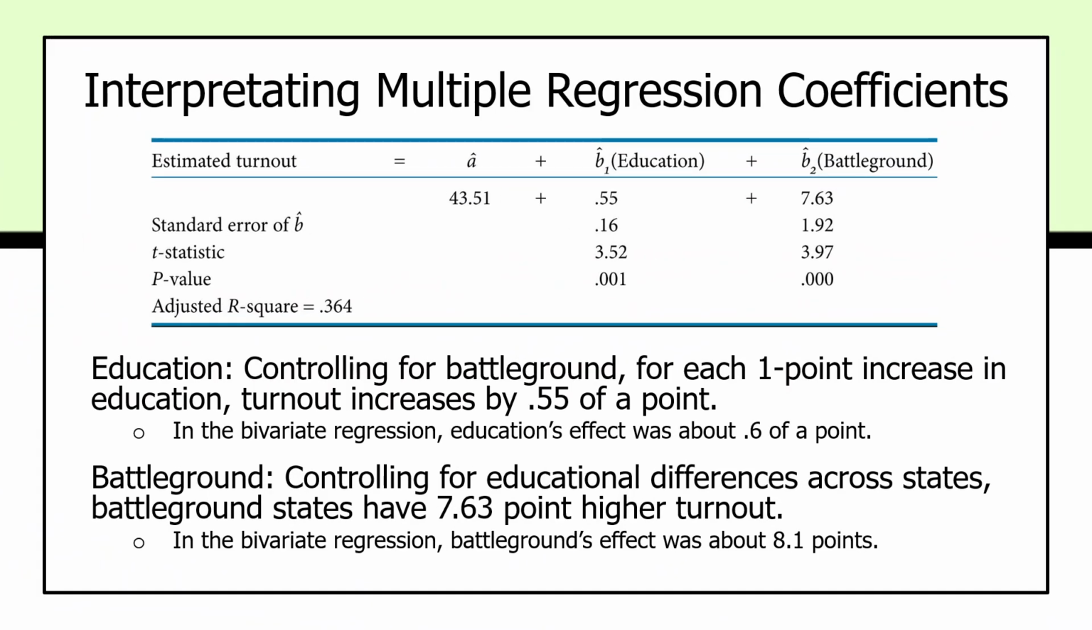Just to repeat, to emphasize here: education, controlling for battleground, for each 1 point increase in education, turnout increases by 0.55 of a point. In the bivariate, the education effect was 0.6 of a point. Battleground, controlling for educational differences across states, battleground states have turnouts that are 7.63 points higher on average. And again, in the bivariate, we didn't control for anything. We got, I guess, an inflated estimate of the effect of battleground because that original estimate also included some effect of educational differences on turnout. But now we've taken that out. We've controlled for that.